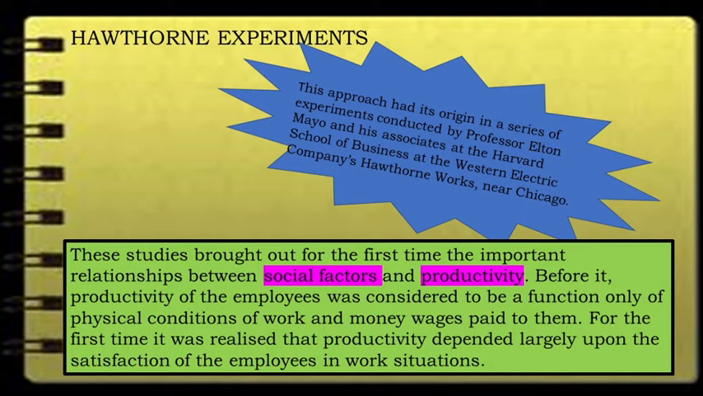So before that, what was thought? If you give particular physical conditions to the person, if you give money to the people, the productivity will be increased. Okay, let us give them a good place to work, give them some money, a good payment, then definitely the productivity will increase. That was the thought till now. For the first time, here it was realized that productivity does not only depend upon the money or the working conditions, but it also depends upon the satisfaction of the employees in the work situation.